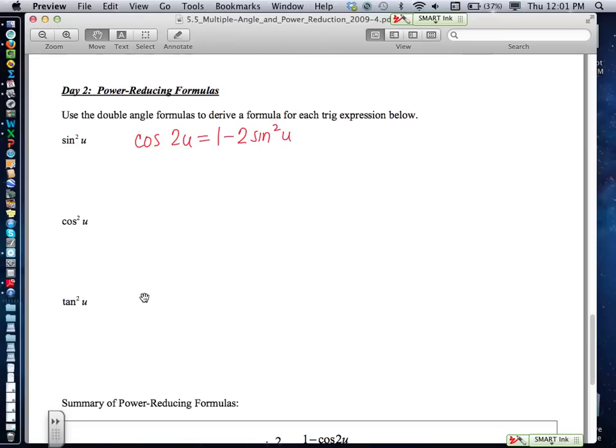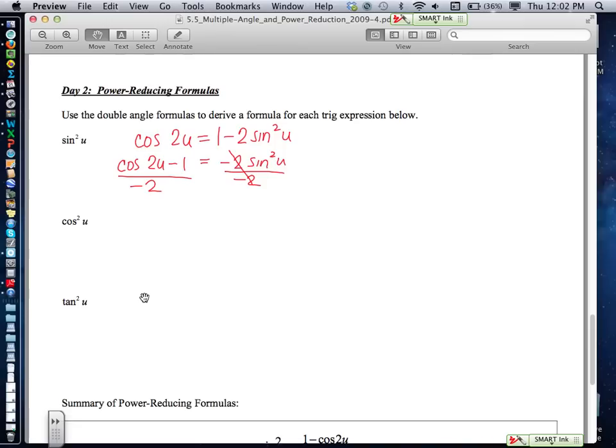Okay? We're going to choose that formula because I need a formula for rewriting sine squared. I want to reduce the power of sine squared. So all I'm going to do here is solve for sine squared. So I'm going to subtract 1 from both sides of the equation. That gives us cosine 2u minus 1, which equals negative 2 sine squared u. And then to finish solving for sine squared, we'll divide both sides by negative 2. There we go. And so now we have a formula for what sine squared u is equal to.